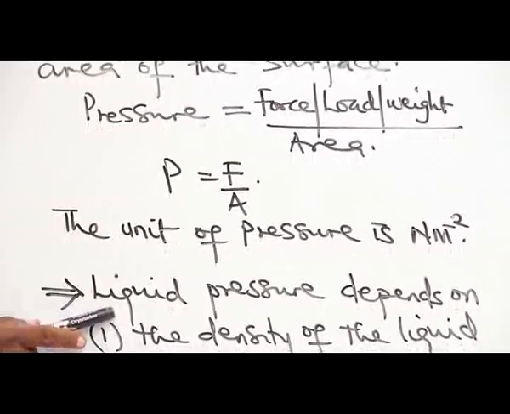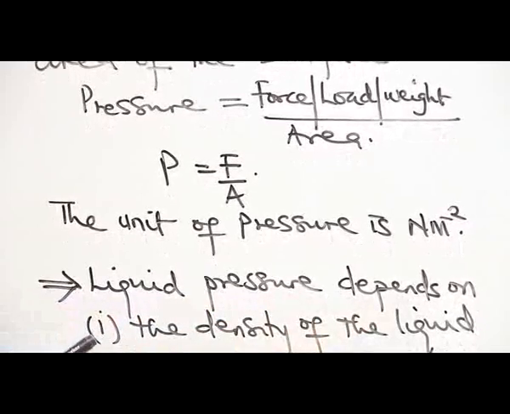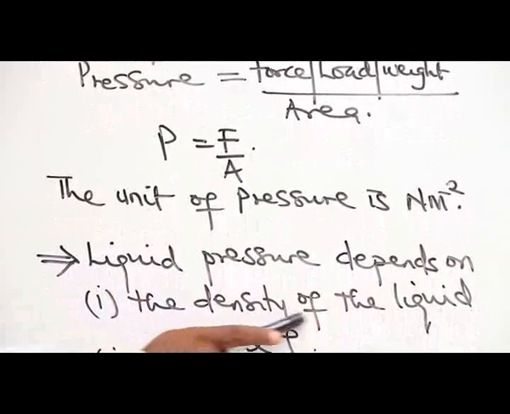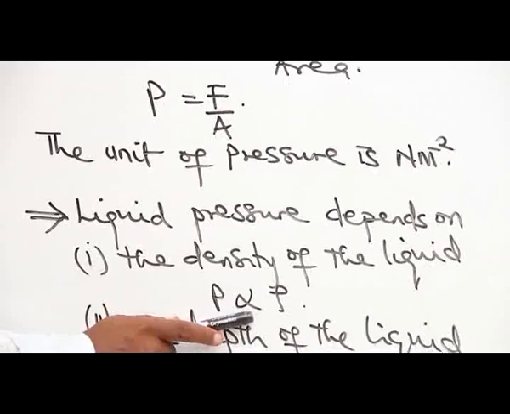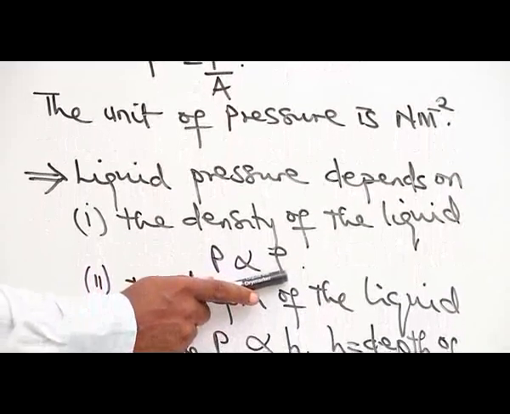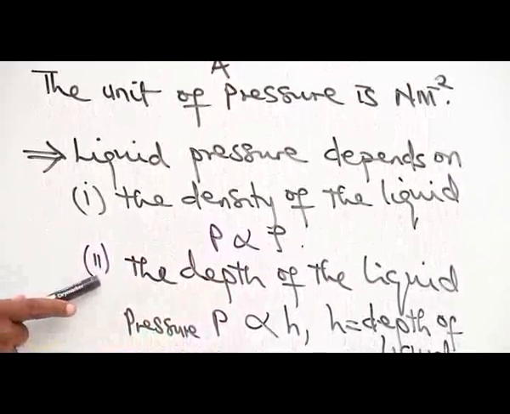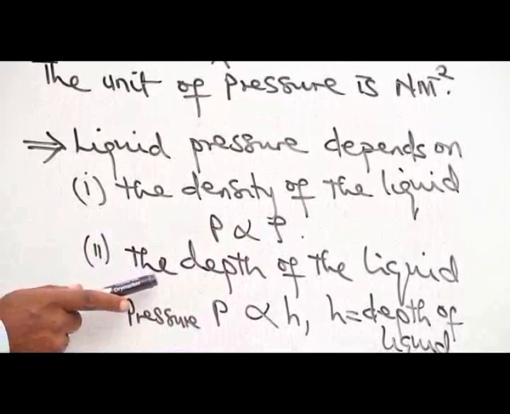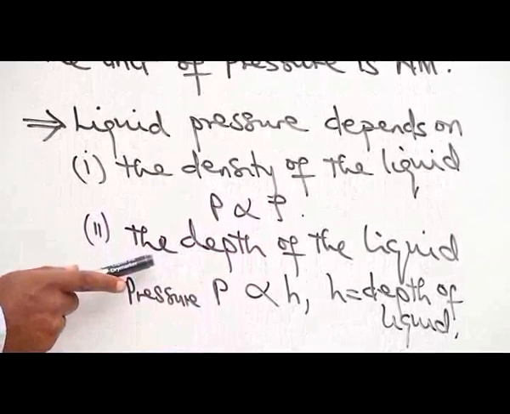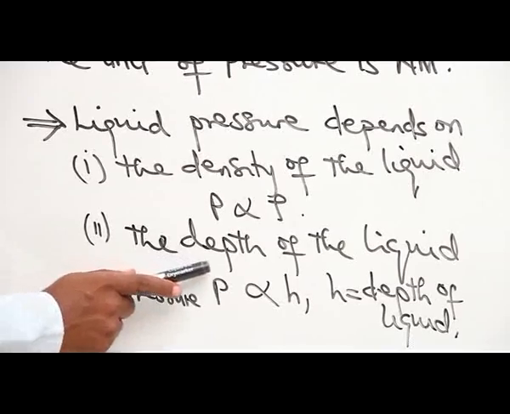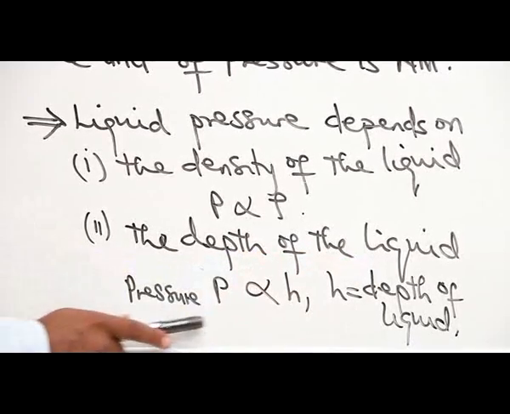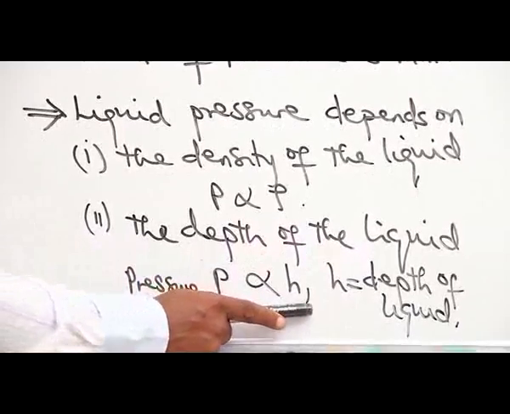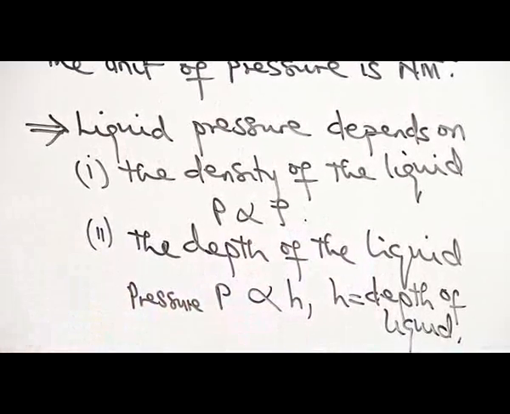Liquid pressure depends on 1. The density of the liquid. Pressure is directly proportional to the density. 2. The pressure of a liquid also depends on the depth of the liquid. Pressure is directly proportional to the depth of the liquid.